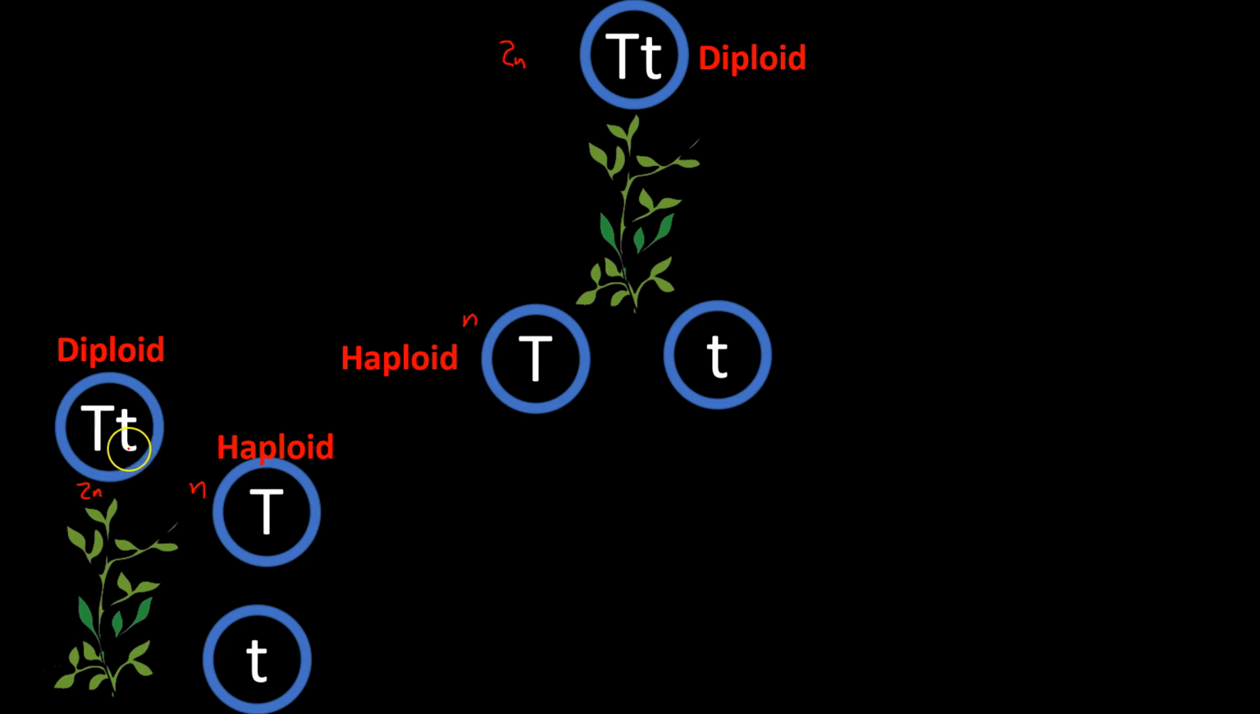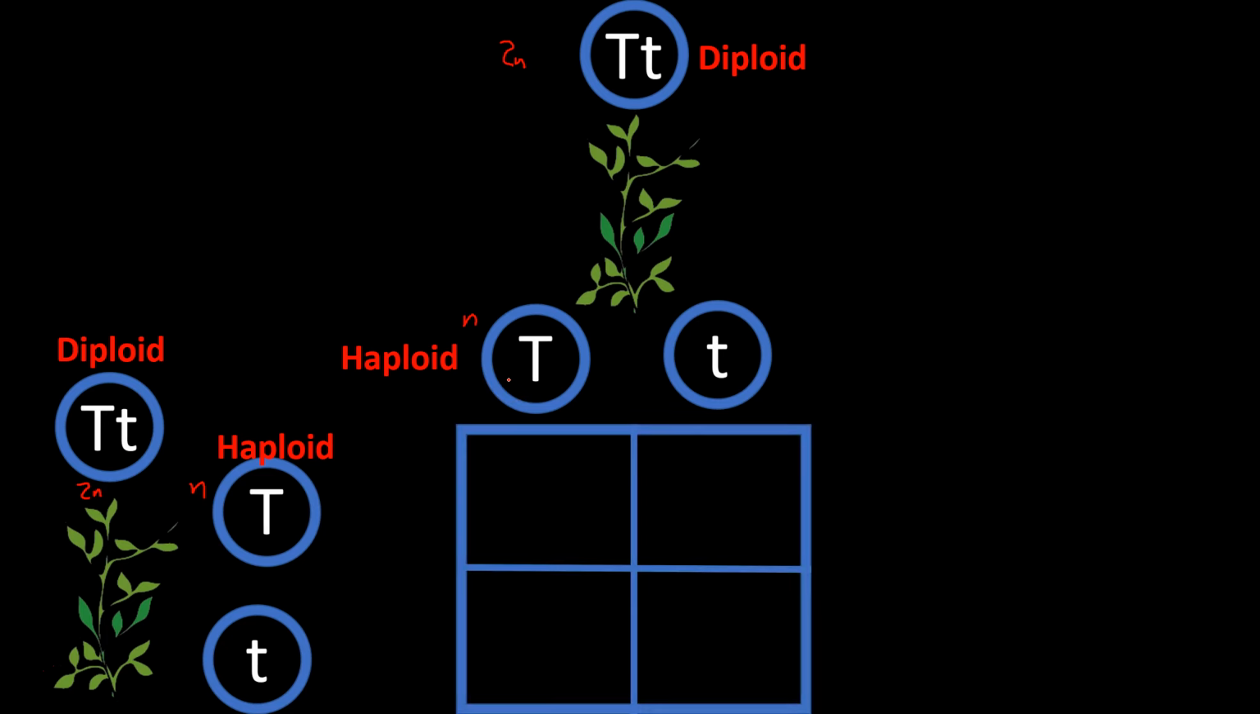But when they form gametes, those gametes are haploid and they're only going to have one copy of each trait. The destiny for these gametes is to fuse with another gamete, with another sex cell. So how can we figure out the different options? How are we going to find the different options of offspring that these two heterozygous plants could have?